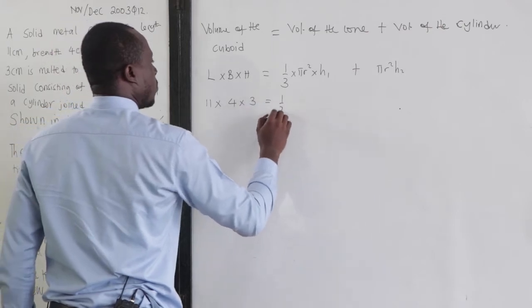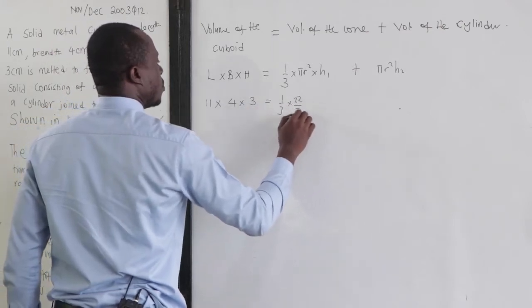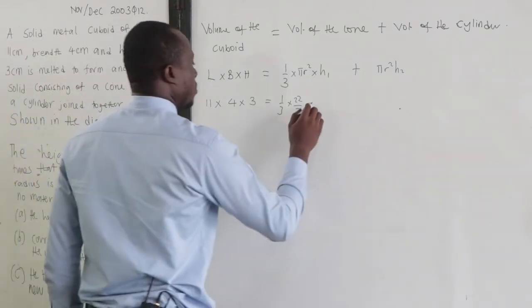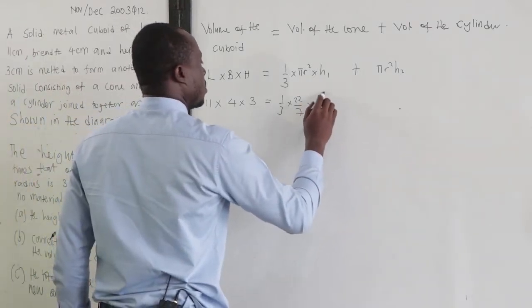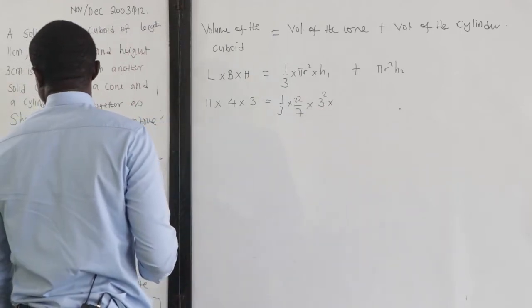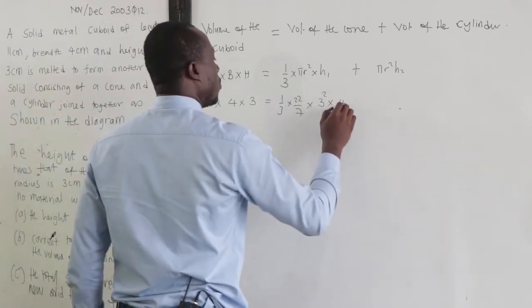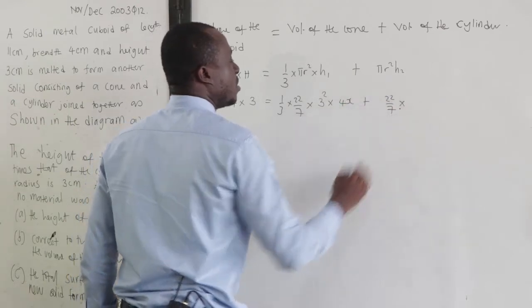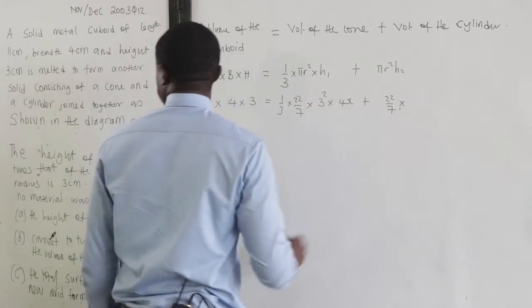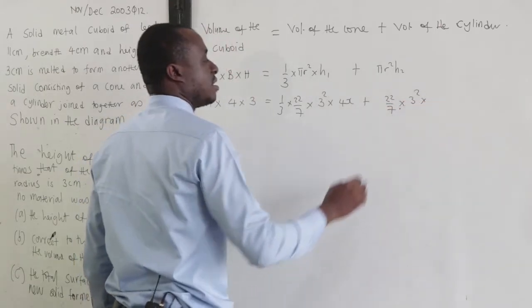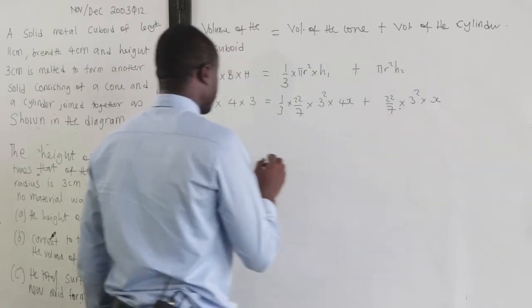Now 1/3. What is our pi? 22/7. And then what is the radius? The radius is 3. So radius, that is 3 square. And then what is the height of the cone? The height of the cone is 4x. Now pi, that's 22/7. The radius is 3, so you have 3 square. And then the height, that is x.